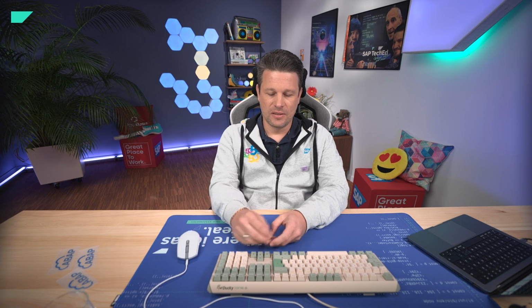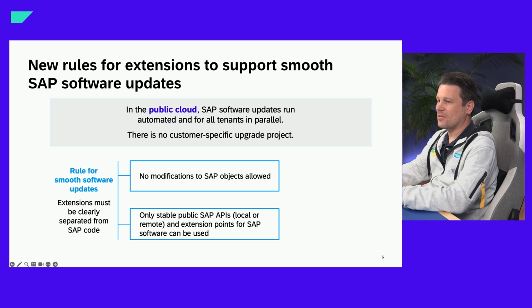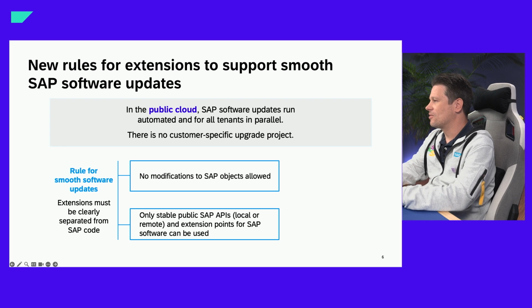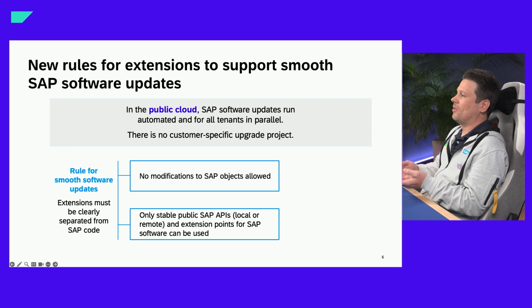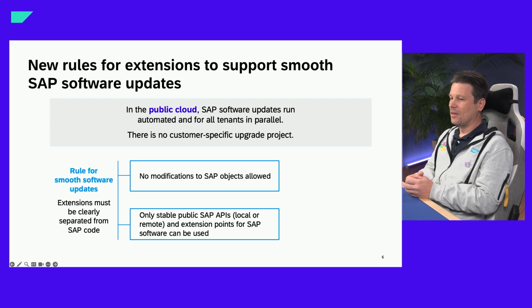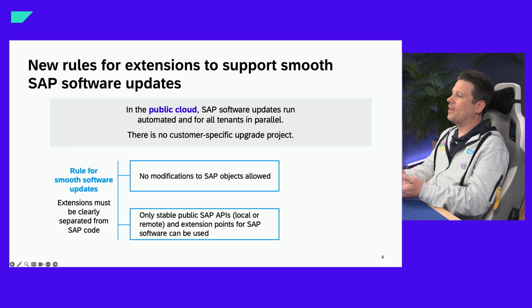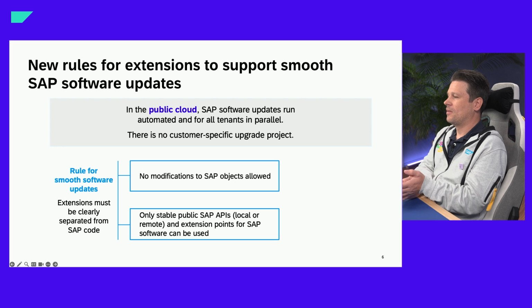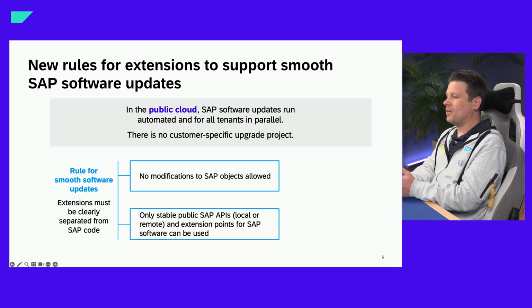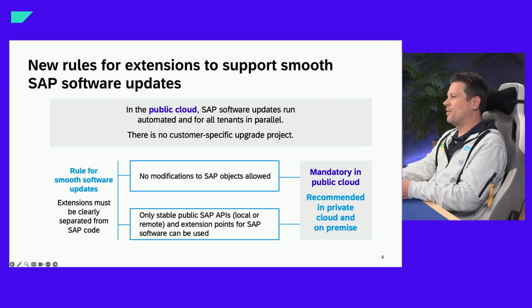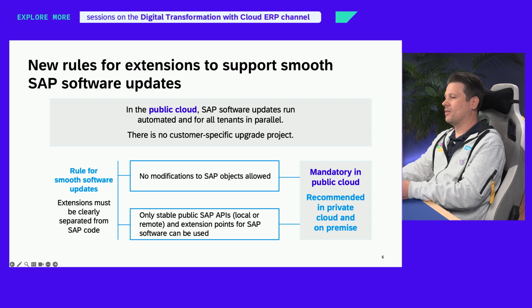But on the other hand, this comes, of course, with a list of restrictions, and one of the most prominent is that no modifications on our objects can be allowed, because we have to do the upgrade. If there are changes in our software, this just basically doesn't work. This means your extensions have to be completely separated from our code, and we guarantee on a stable interface that they run. And all this is definitely mandatory for your S/4HANA Cloud Public Edition.